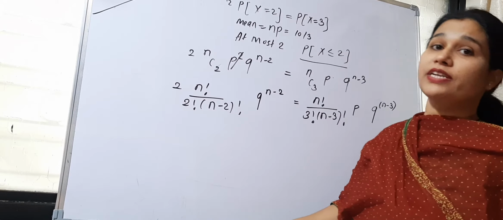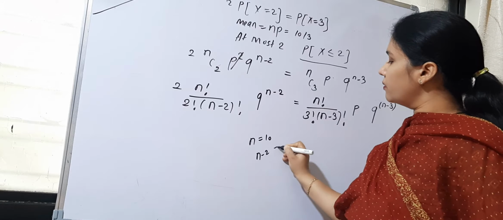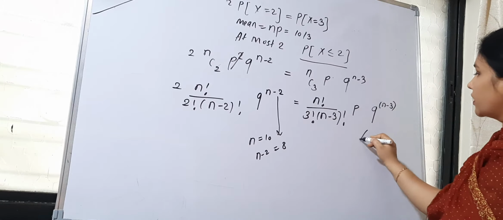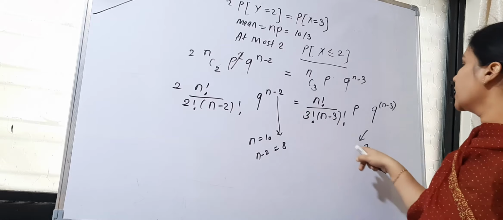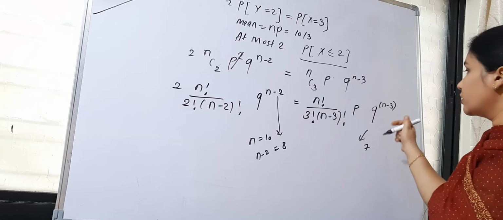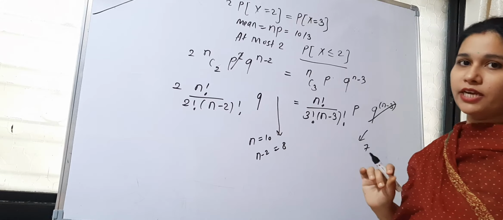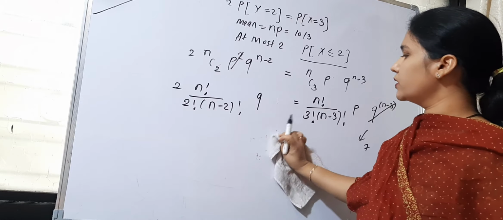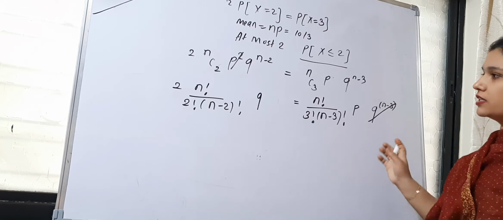Suppose the value of n is 10. Then n minus 2 will be 8, and for this the value will be 7. So q to the power 8 and q to the power 7. Which one is larger? This one is larger and this is smaller. So this whole term gets cancelled and here only single q will remain. Get it? If you imagine any value you can check which one will remain. So here only single q will remain and this whole q gets cancelled.